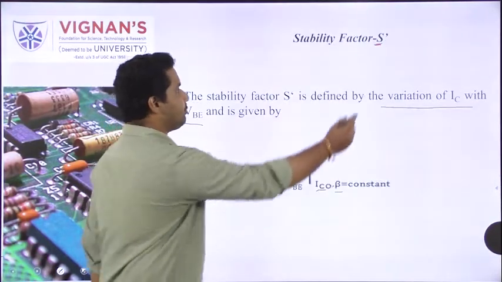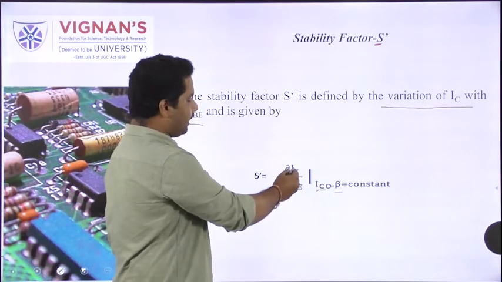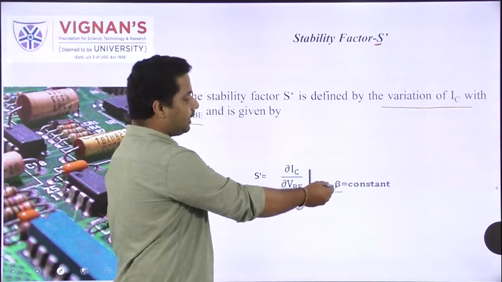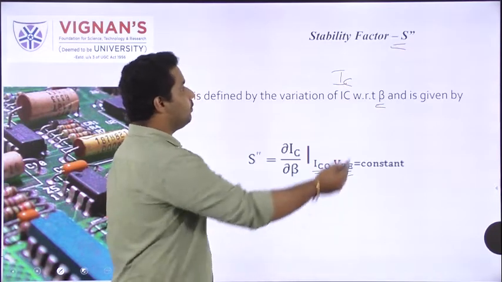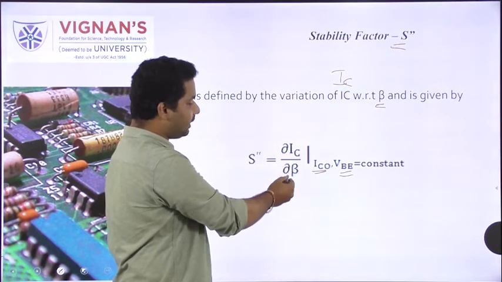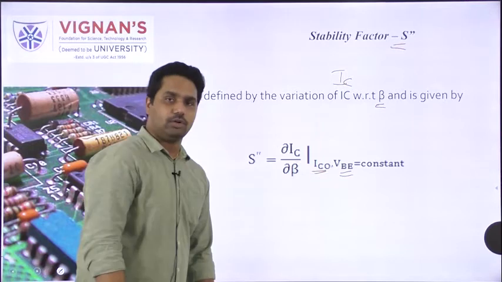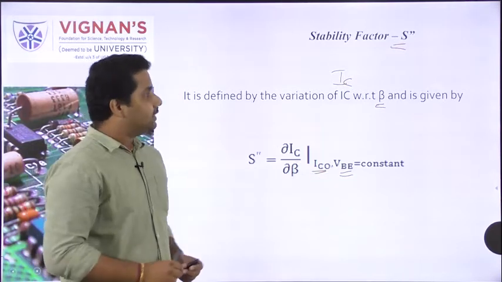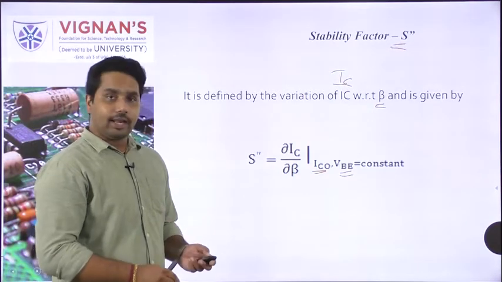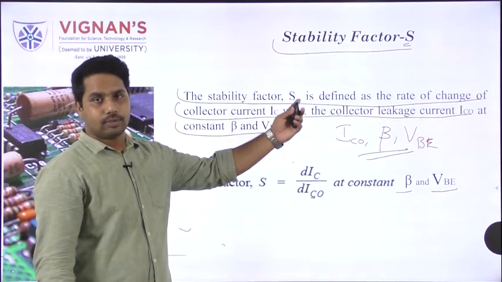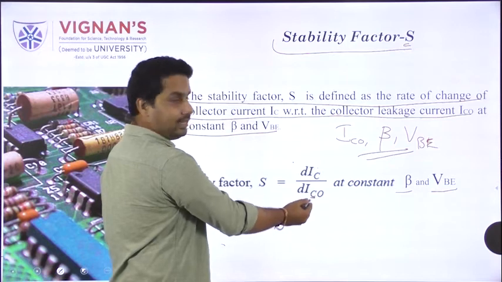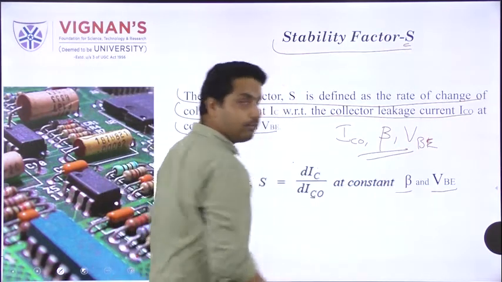At that time, the other two parameters are constant. Similarly, when you are finding S dash, it is the rate of change of collector current with respect to VBE, and at that time leakage current and beta are constant. And finally, when you are finding S double dash, it is the rate of change of collector current with respect to beta, and at that time leakage current and VBE are constant. We have to learn these three ways of representing the stability factor, and in our analysis we will be concentrating on the first one, S, that means the rate of change of collector current with respect to the leakage current at constant beta and VBE.